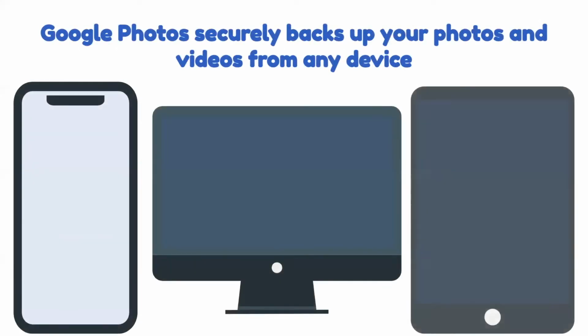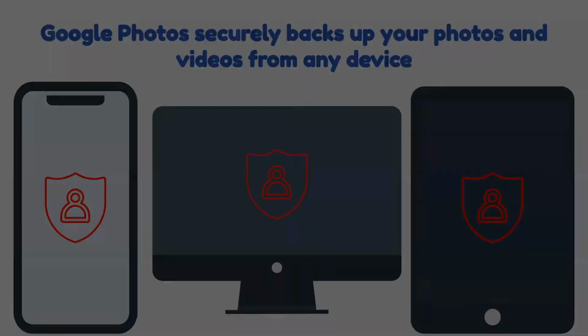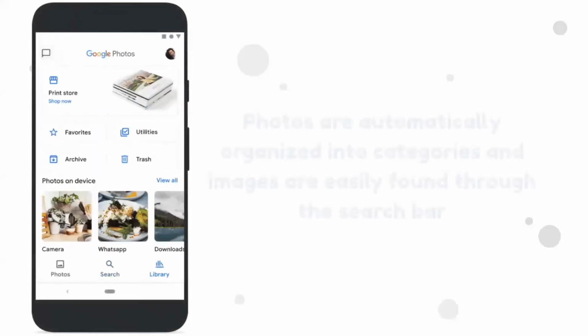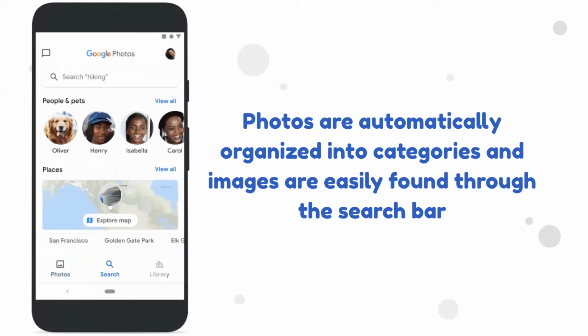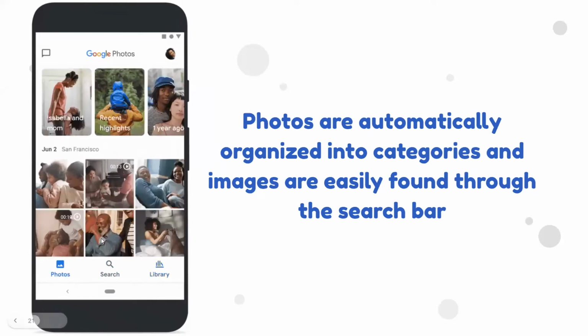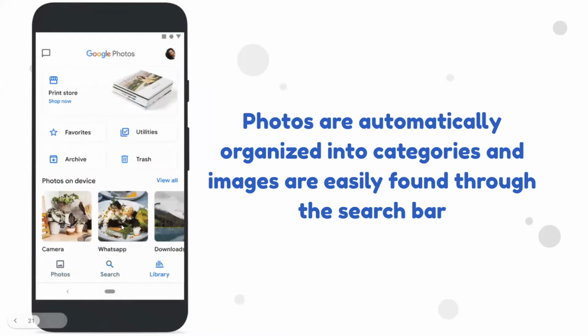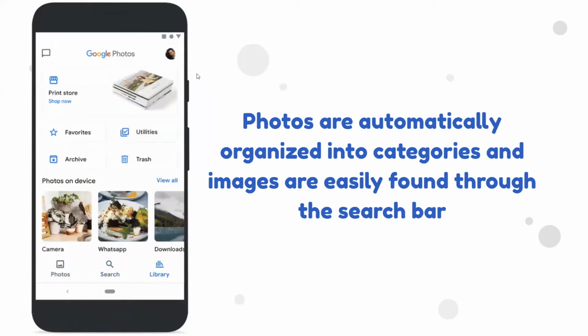Google Photos securely backs up your photos and videos from any device. Google Photos invests in advanced security infrastructure and easy-to-use privacy controls so that you can safely store and share your memories. Photos are automatically organized into categories, and images are easily found through the search bar. So on the left here, we can see if we were looking at Google Photos on a phone, if we wanted to search, we would simply select search, and then we see the search bar up top.